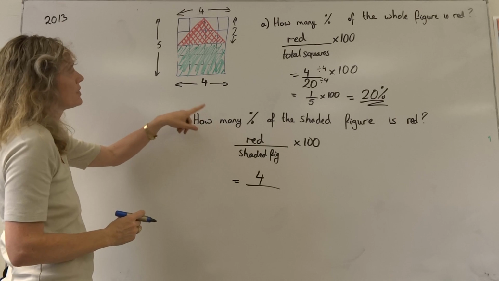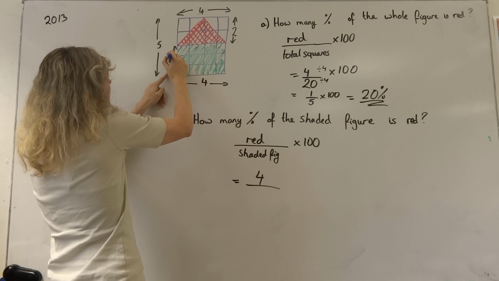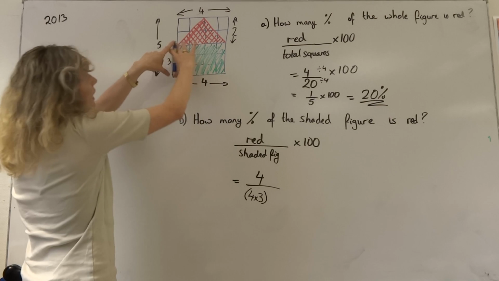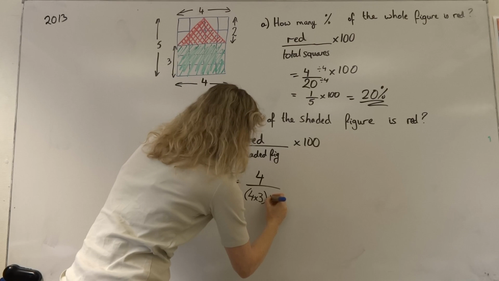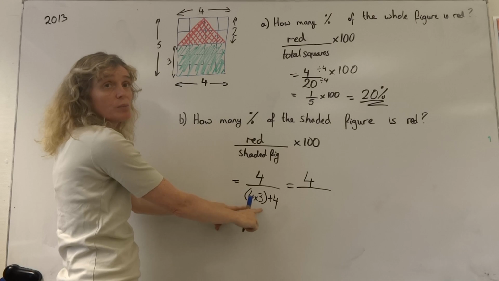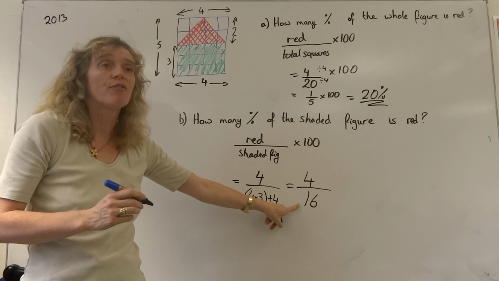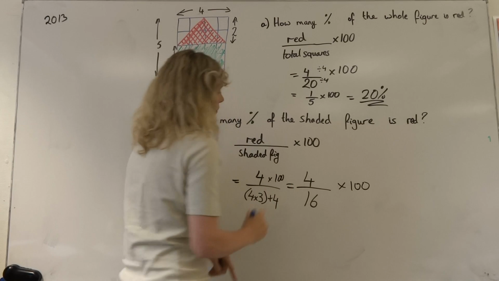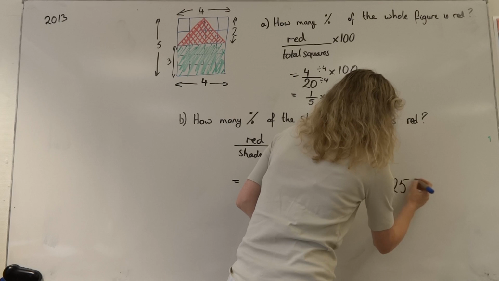The number of shaded squares we've got, well, we've got 4 by 3 here. This is shaded. We've got 4 times 3, the bottom part here, plus the 4 in the red one. They're also shaded. So you just put whatever is shaded in total. 4 threes are 12, 12 plus 4 is 16. So when we're just looking at the shaded figure, we now have 4/16 times 100. 4/16 is a quarter, which we know is 25%.